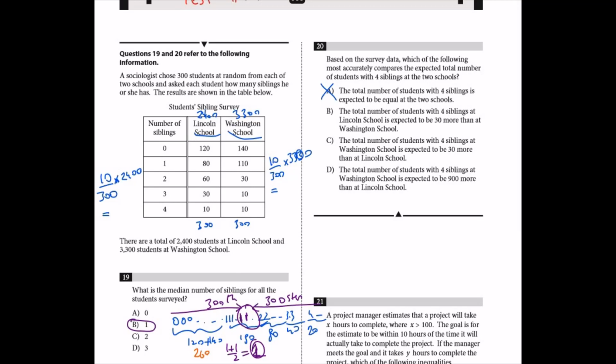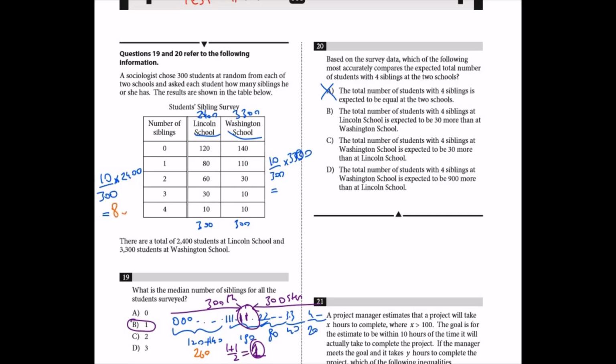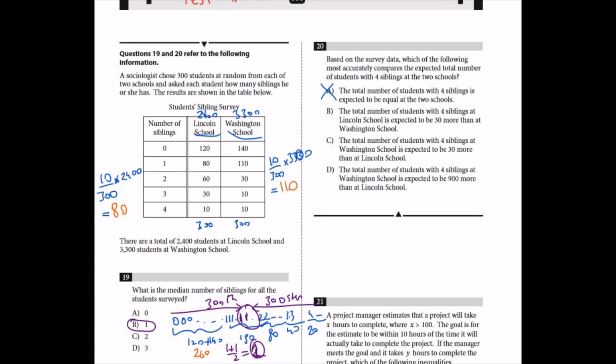This time we actually have to calculate what that number is. So 10 out of 300 times the population of the Lincoln School. So we know that 80 students are expected to have 4 siblings in that school. And again, 10 out of 300 times the general population of the other school. So 110 students are expected to have 4 siblings. Now we can interpret the numbers. It says the total number of students with 4 siblings at Lincoln School is expected to be 30 more than the other school. No, 80 is not 30 more than 110, so this is incorrect. However, the opposite is correct, because 110 is 30 more than 80. So this is what is being described here.